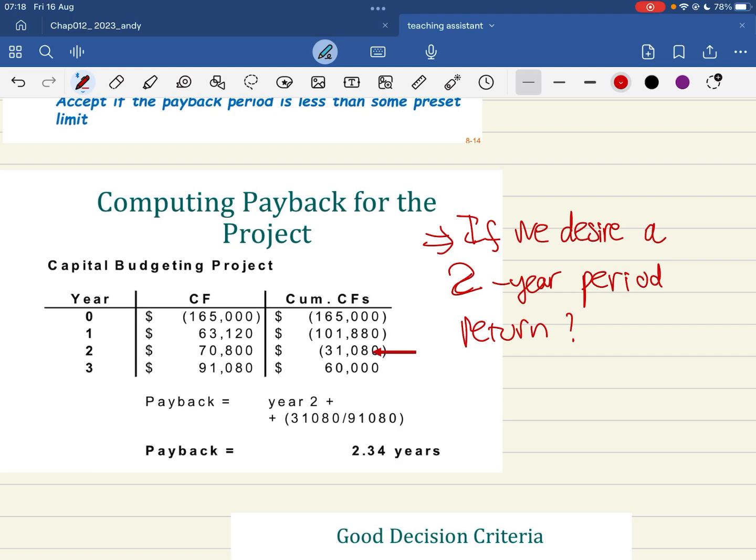How do I know this is a negative number? Well, because it's inside a bracket. People put it inside a bracket. And it is just common sense, because when you invest in something, you take the money out of your own pocket, therefore it creates a negative number. So minus 165,000 is the cash flow in year 0. How about cumulative cash flow?